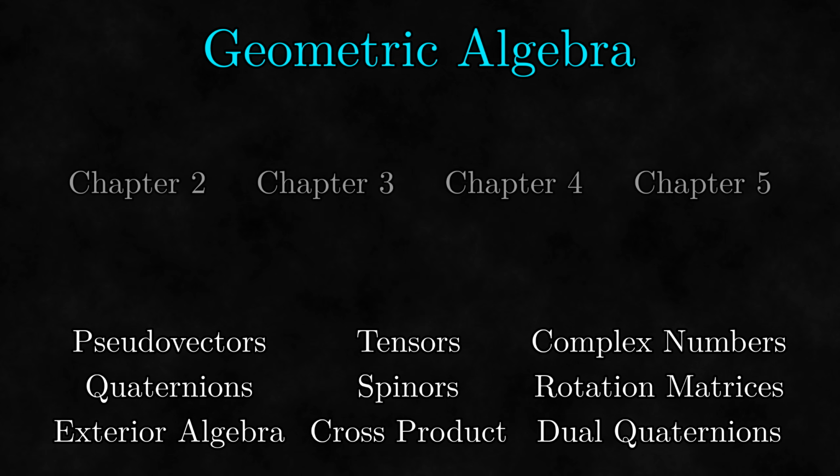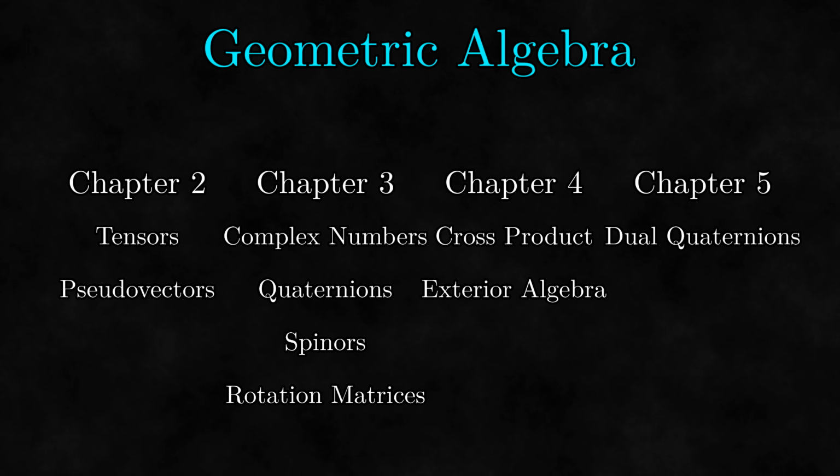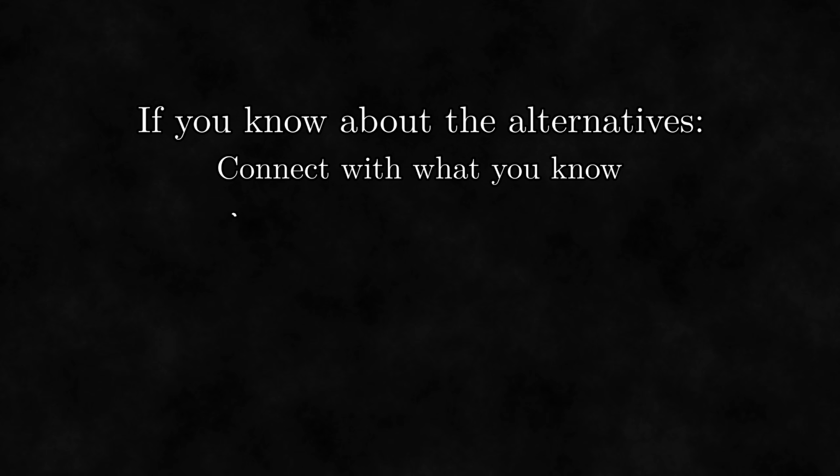Thus, after each chapter in From Zero to Geo, I'm going to be making an appendix of sorts where I go over some of the alternatives that relate to what we developed in the chapter. Before going into that, though, I want to mention that these appendices should be helpful whether or not you know about the alternatives. If you do know about them, these videos can help you connect geometric algebra with what you already know. Furthermore, these videos can help you see where geometric algebra improves things.